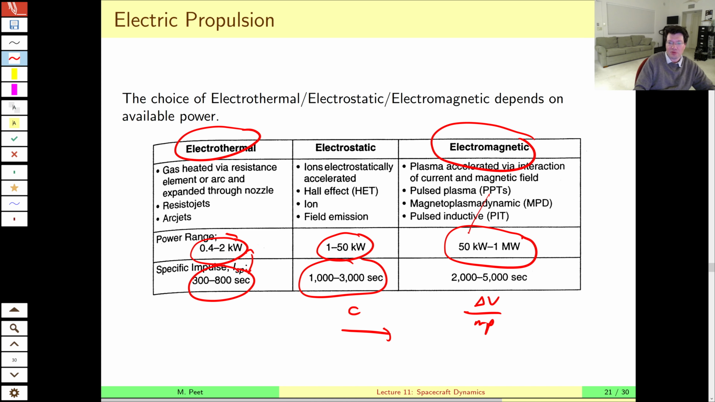The pulse plasma is probably on the low end, and the MPDs are on the high end. Look at that 1 megawatt power. You can never build a solar panel big enough to provide 1 megawatt of power. You essentially need a nuclear reactor to provide that much power.